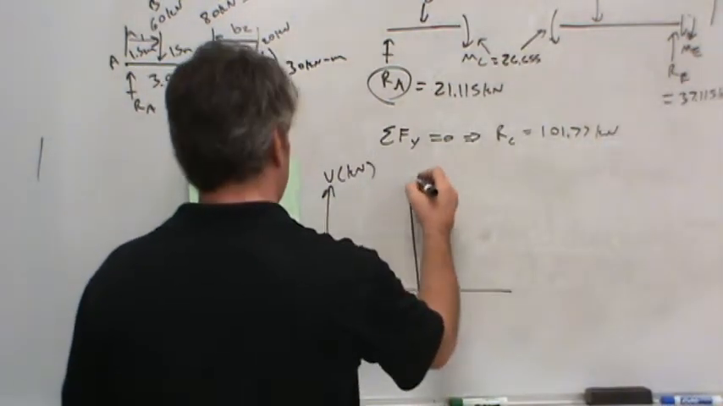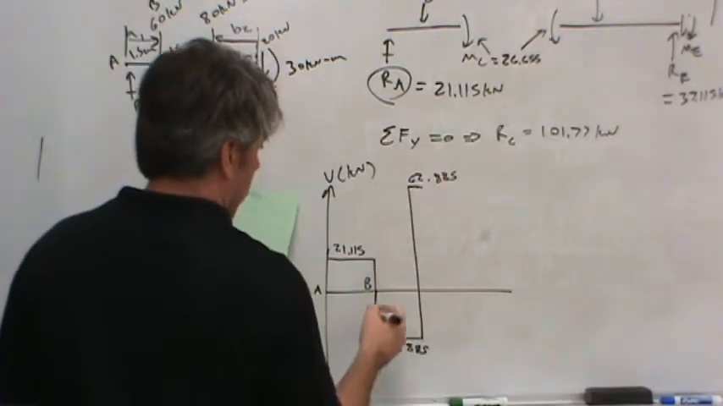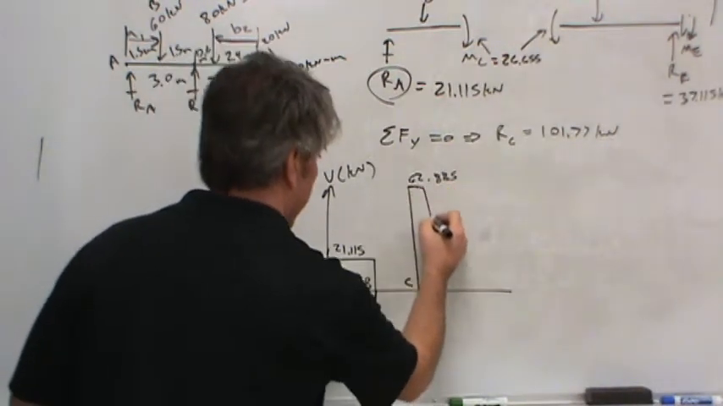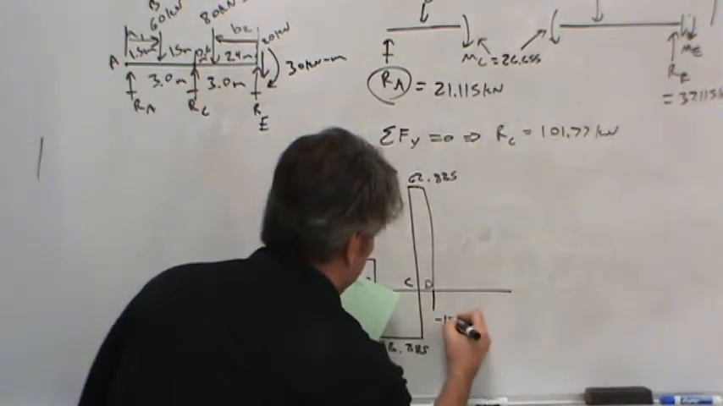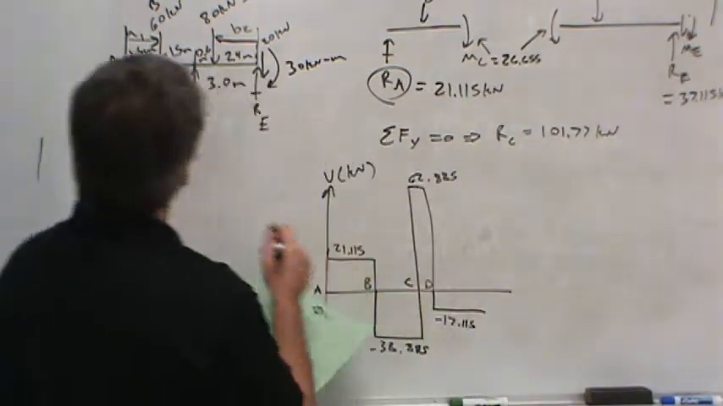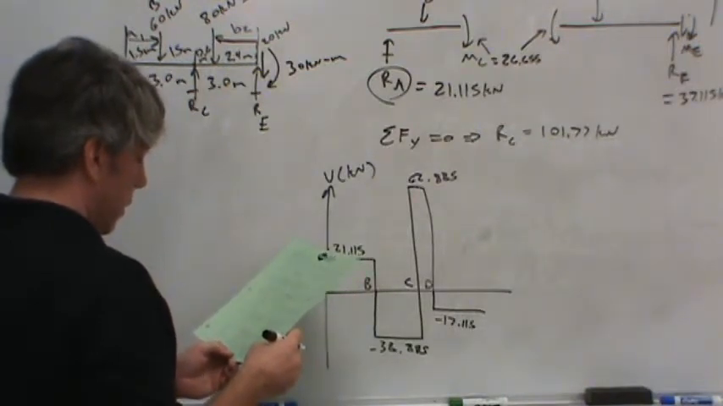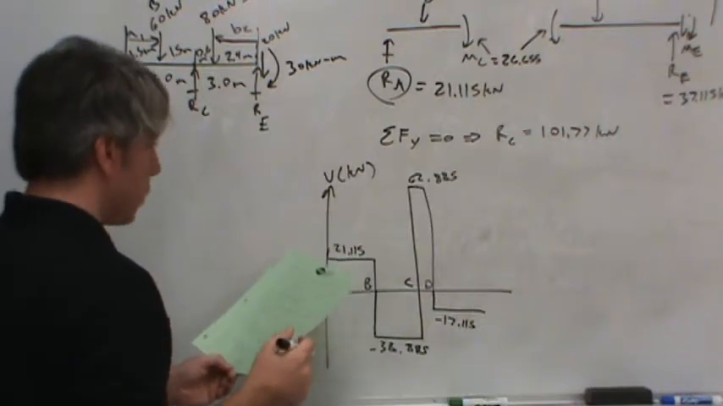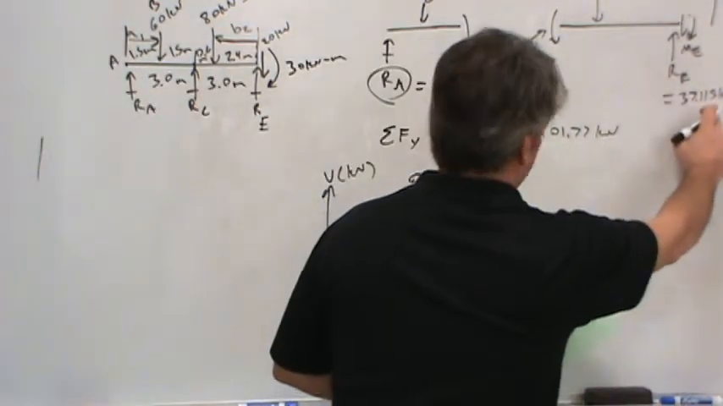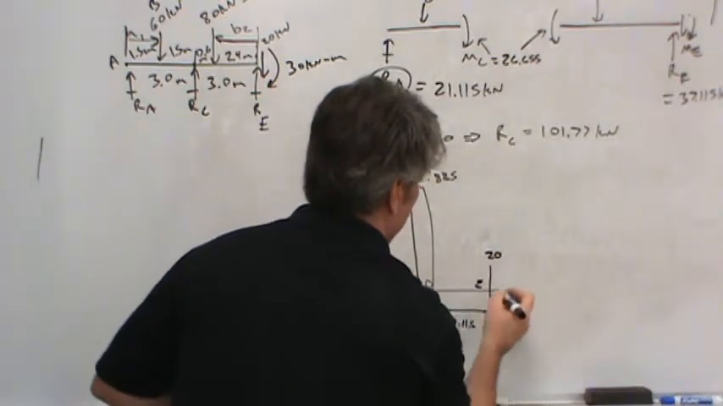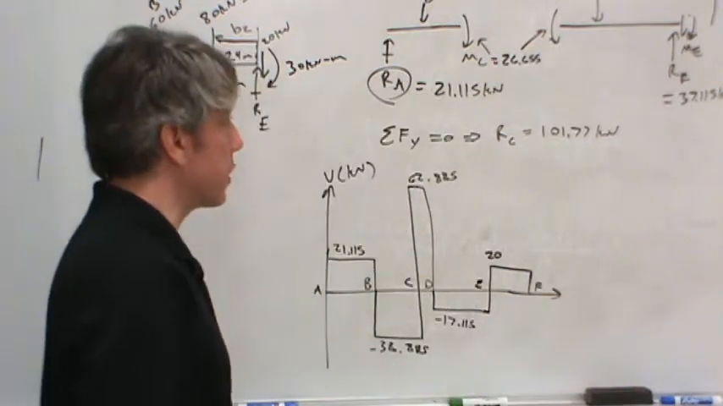That takes us all the way up to 62.885, but we only get to move along for 0.6 meters. That's point C, before we are at point D. At point D, there's an 80 kilonewton load that takes us back below the axis down to negative 17.115. Then we will move over the last 2.4 meters to point E. And at point E, we know there's a reaction of 37.115. That takes us up to 20 kilonewtons. And if we continue out to point F, then we've got the 20 kilonewton load, which brings us back down to 0.